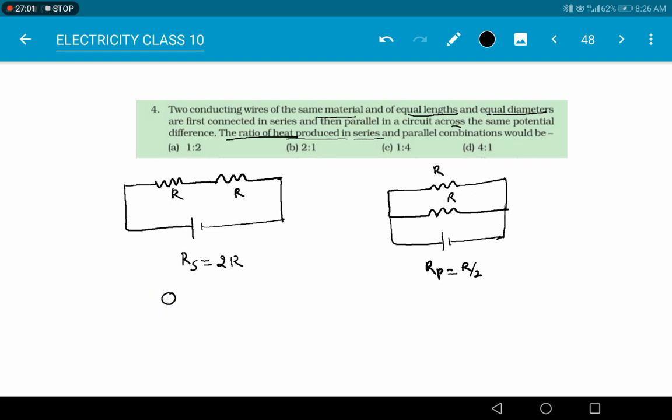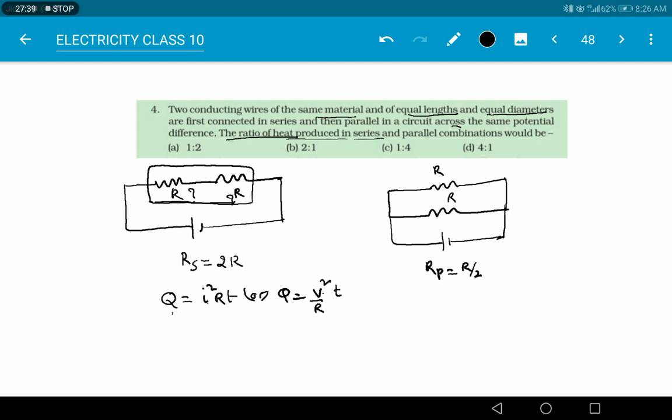Heat developed in a circuit, Q, is equal to I square RT, or we can also use V square by R into T. If they asked for individual resistors, we can use this formula. But they are asking for the net heat developed in the combination. So we write the I value in terms of V by R, and therefore we get V square by R into T.